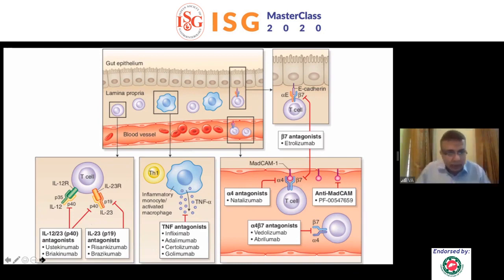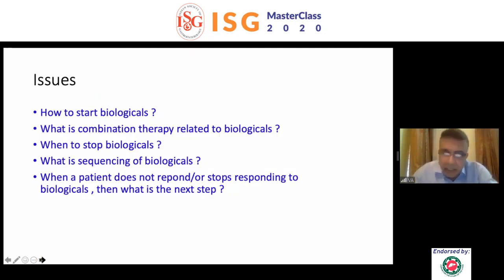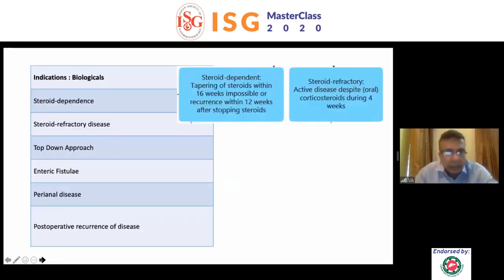When it comes to biologics, what are the 5 questions which come to your mind? How to start biologics? What is the combination therapy related to biologics? When to stop biologics? What is the sequencing of biologics? And when a patient does not respond or stops responding, what is the next step?